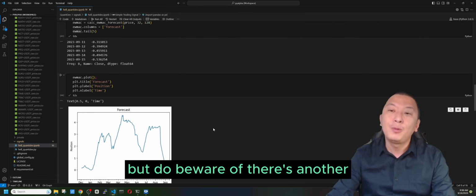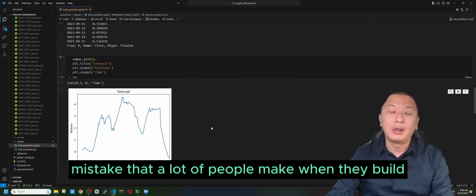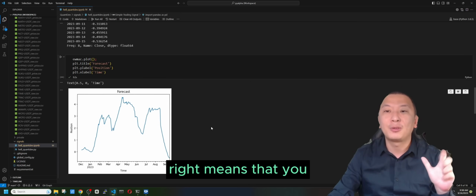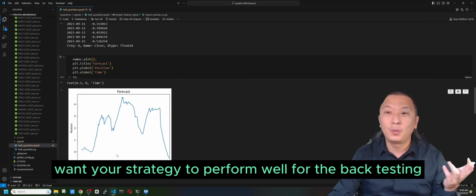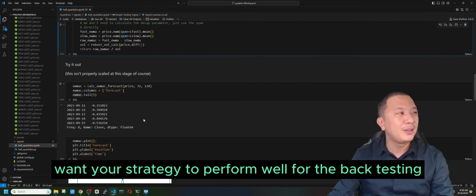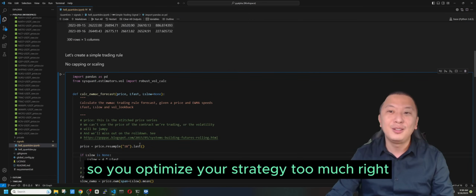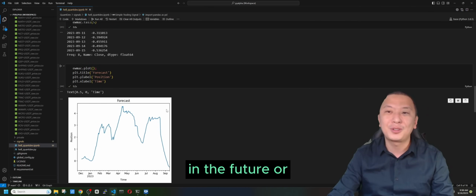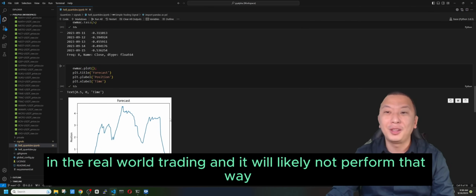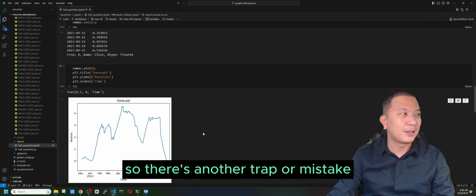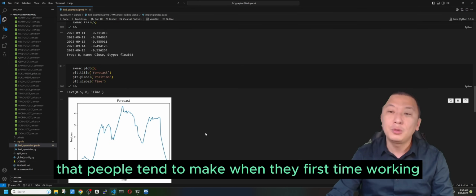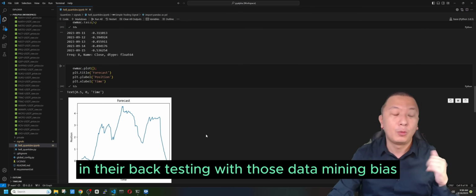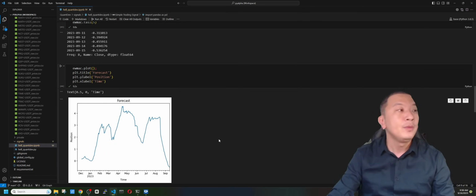But do beware of another mistake that a lot of people make when they build their backtesting. It's called the data mining bias, right? It means that you want your strategy to perform well in the backtesting, so you optimize your strategy too much, right? Everything looks perfect from the history. However, in the future or in real-world trading, it will not perform that way. So there's another trap or mistake that people tend to make the first time working on the data mining, data bias with the backtesting.